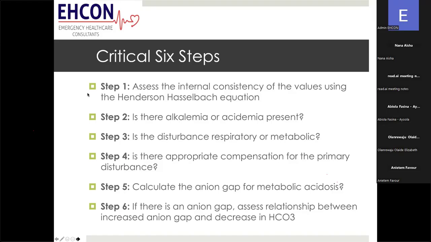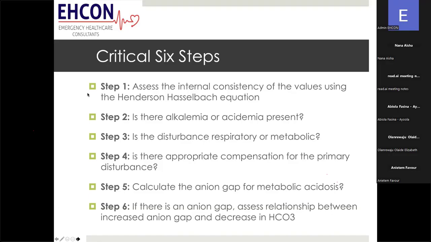And after you determine that, the next thing to do is to figure out if the compensation is adequate. And there are a slew of equations that you use to calculate this, which I will show you afterwards. But if you have a primary disturbance and then you calculate the compensation, and then the compensation is not what you expect, it implies that there is another secondary disorder that is also playing a part in addition to your primary disorder that is impacting the gas.